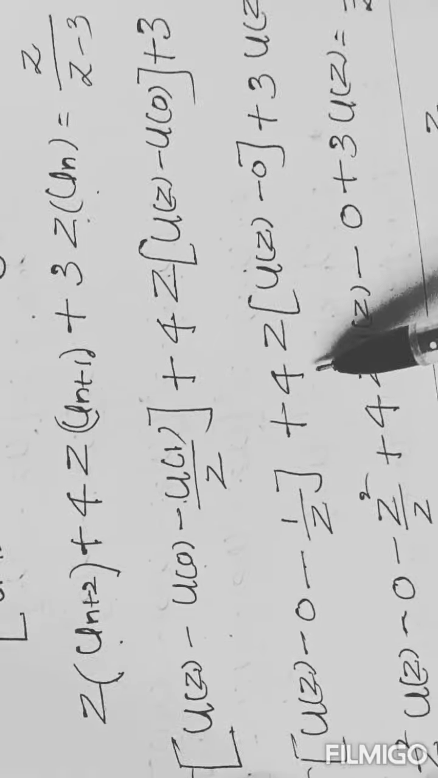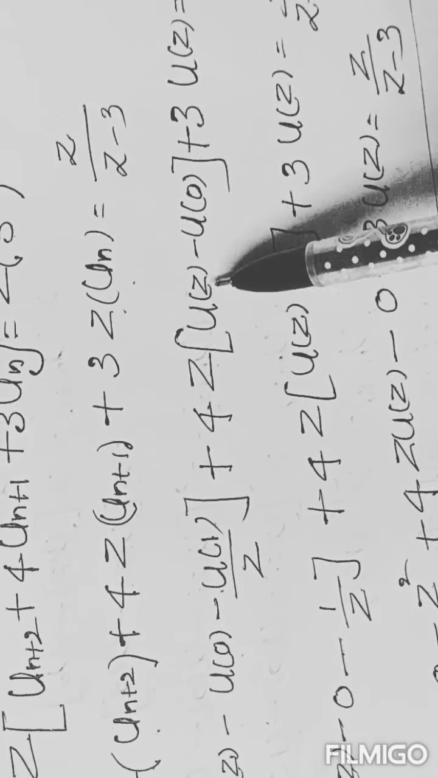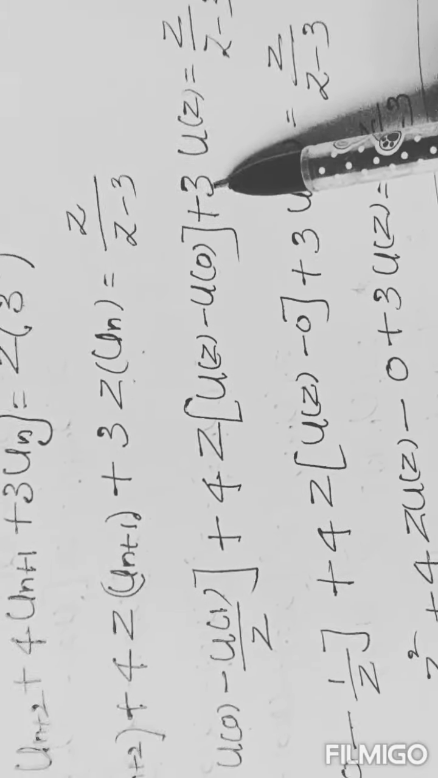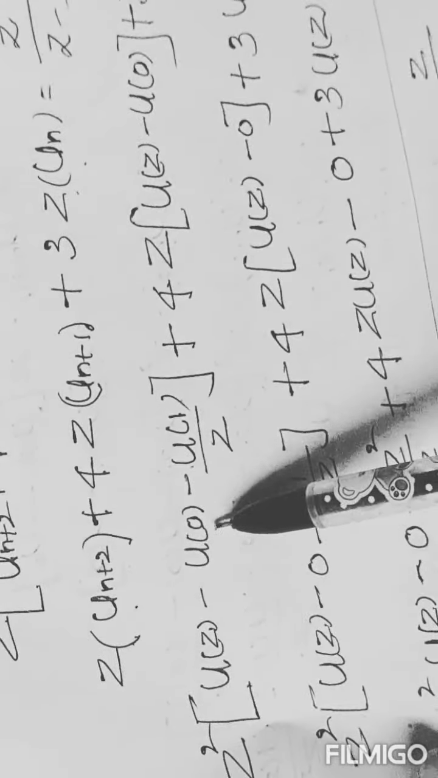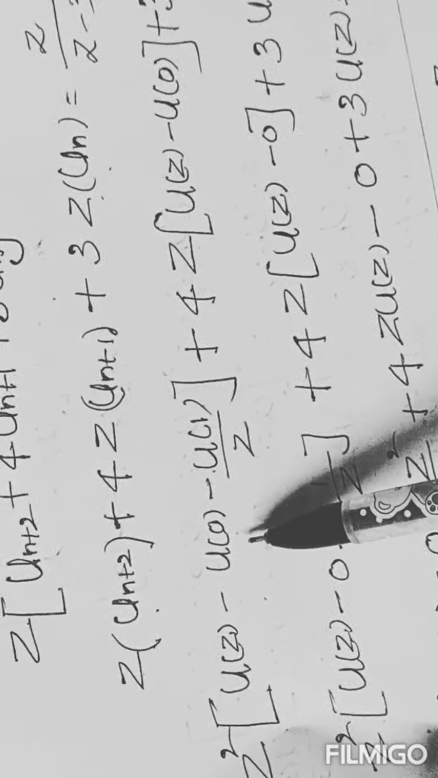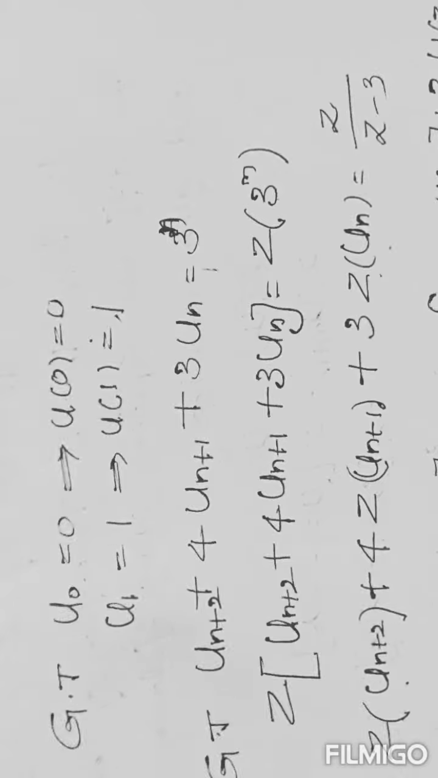and then, as it is, the Z of u(n+1) formula is z of U(z) minus u(0), plus Z of u(n) is 3 into U(z), and the right side as it is. And then we have to write the given values. What are the given conditions? u(0) is 0, u(1) is 1. Now you substitute these two values in our step.